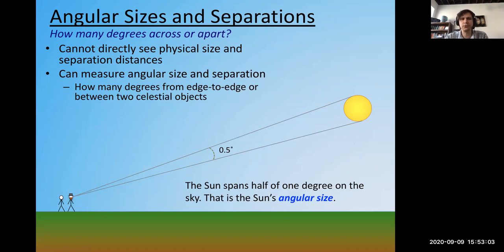A very crude tool is using the fact that your finger at arm's length spans about 1 degree of sky. I highly encourage you to go ahead and spend some time sighting some things around wherever you're watching this video and measuring their angular sizes. And at the end of this video, I'm going to give you some more tools, some rough estimates of how big angular sizes are using your hand at arm's length. So here, we would say that the sun has an angular size of about 1/2 degree.